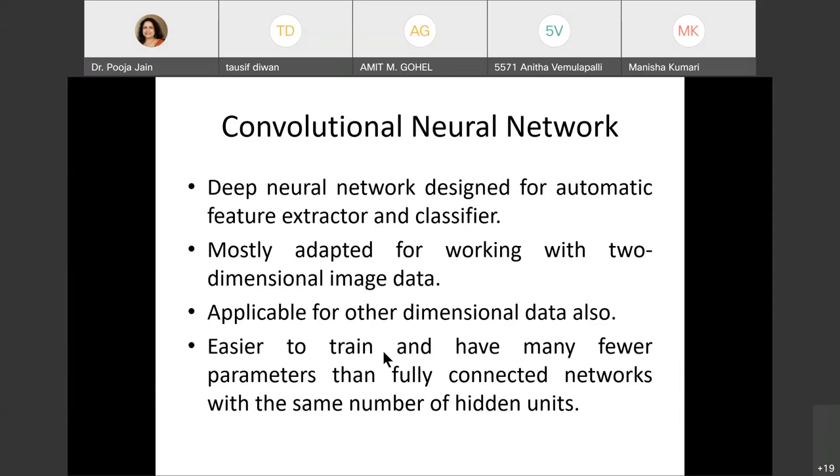and it is easier to train and test, because if we compare the convolutional neural network, it has a lesser number of parameters as compared to its counterpart, fully connected or dense neural networks. Because in a dense neural network, one neuron is connected to all the neurons in the previous layer. However, in a convolutional neural network, a neuron is connected to only a local region of the previous layer.